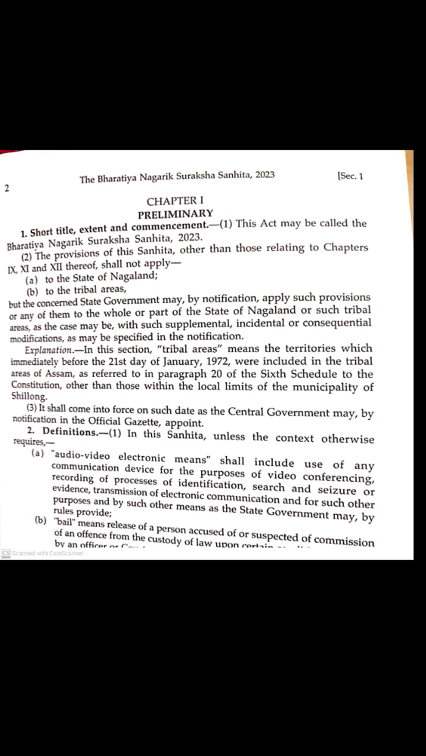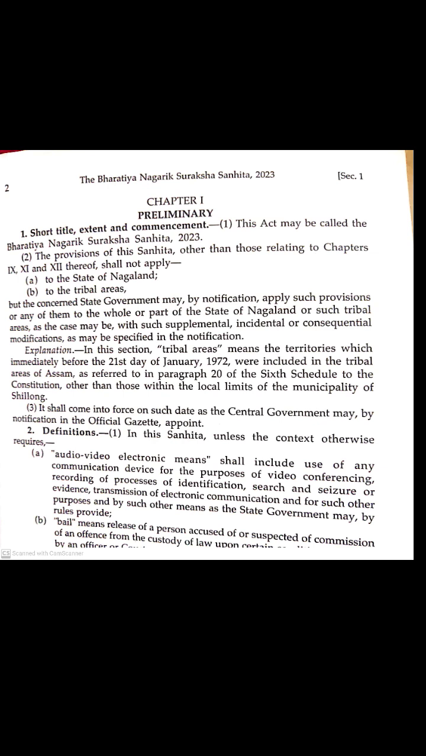Bharatiya means Indian, for the people of India. Nagarik means citizen, any person living in India who is an Indian. Suraksha means safety or protection. Sanhita means code, a book of rules. 2023 is the year this law was made. Putting it together, the name of this law is the Bharatiya Nagarik Suraksha Sanhita 2023. It is a law about keeping Indian citizens safe.